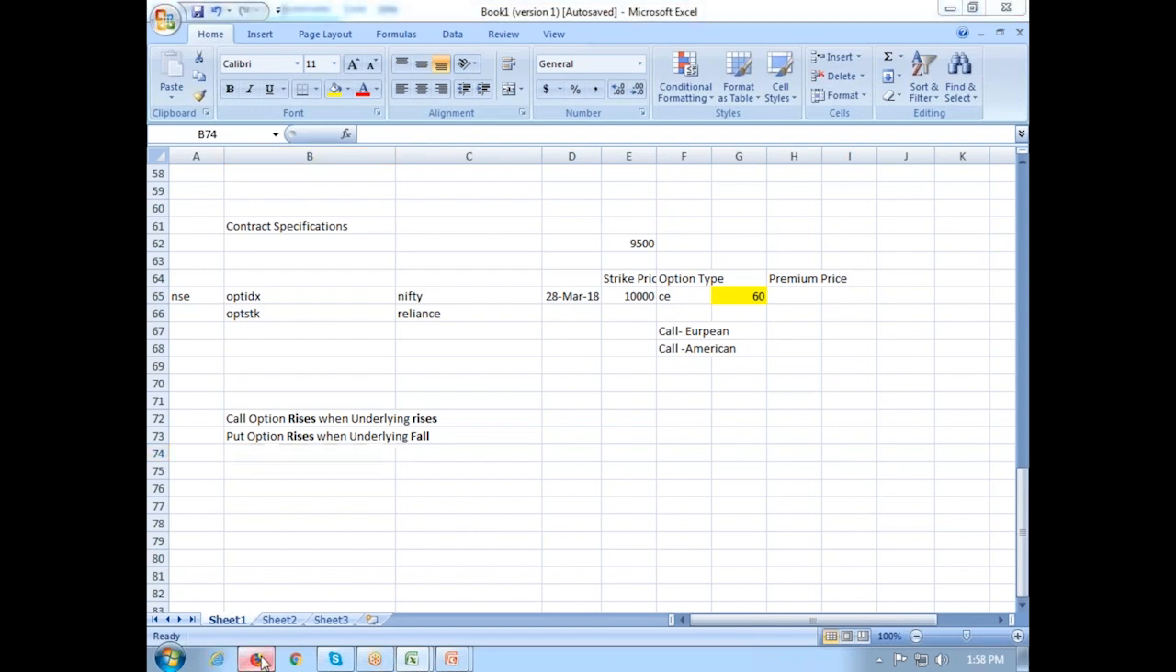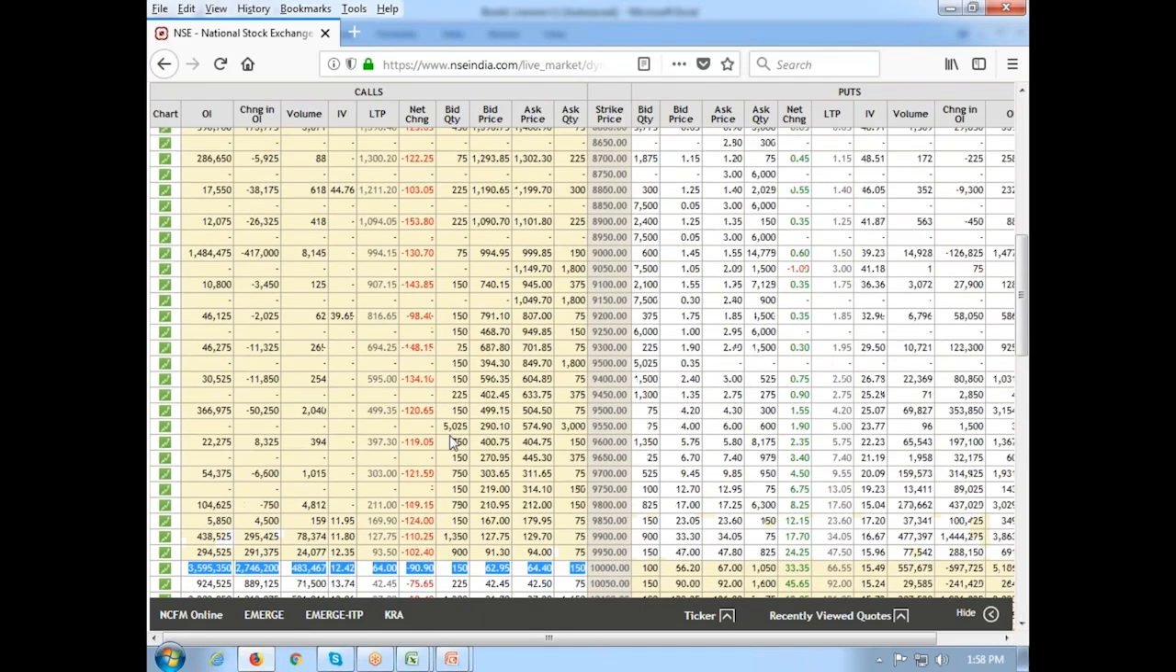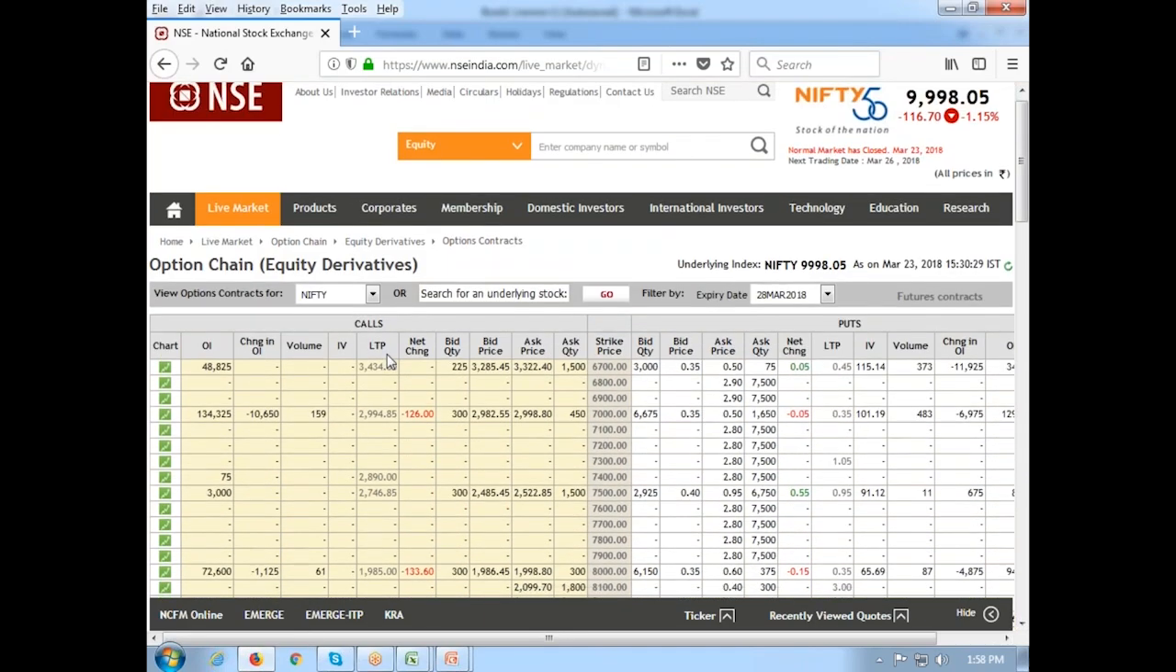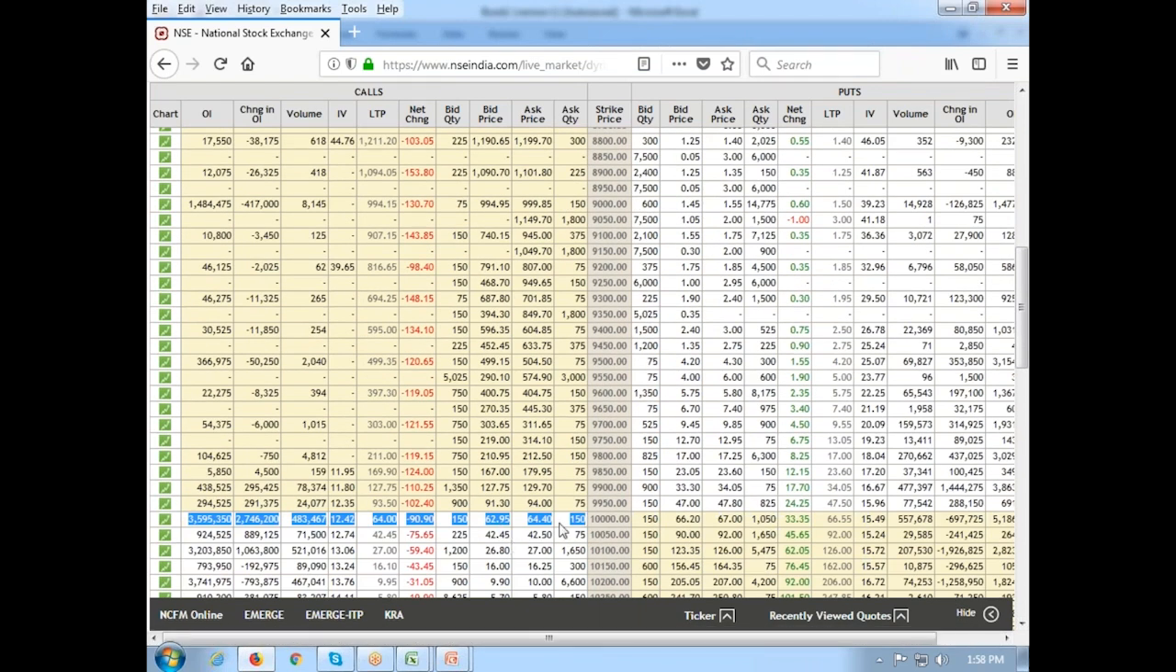Where will we get this data? Where will we get the premium prices? The premium prices are this. That's 60 rupees, 64 rupees.